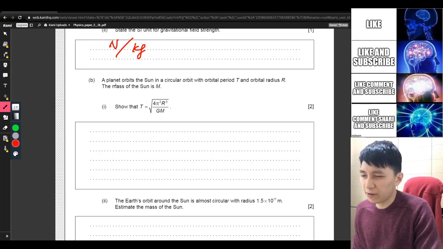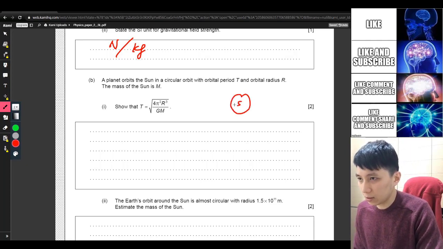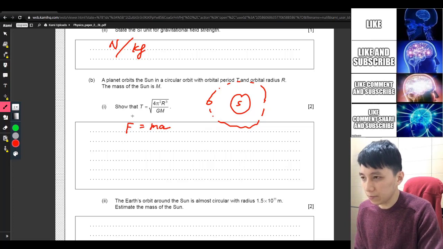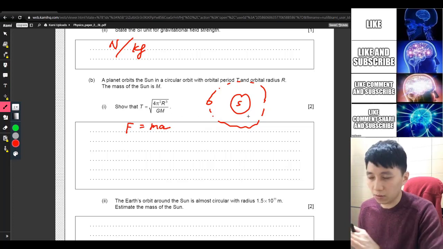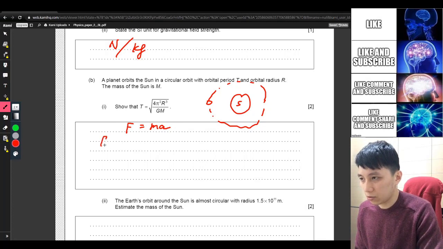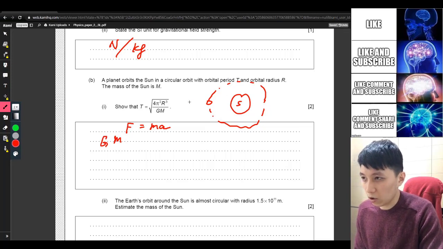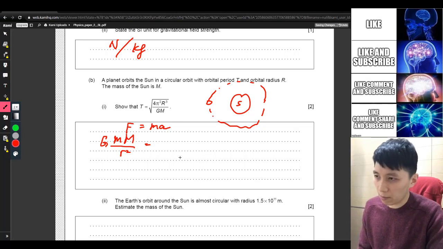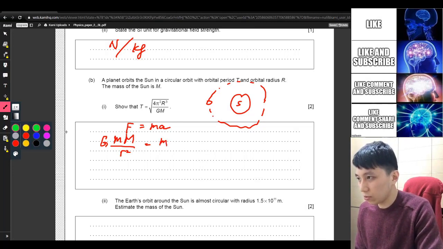Okay, next part should be a very typical question about the sun and something orbiting around it in circular motion, so you should start with F equals ma, applying in most cases. Then the force is the gravitational force, G big M small m over r squared. We don't have the planet's mass, but we can keep it as small m. You can check your data booklet if you don't remember. Then the small m is going to cancel out.